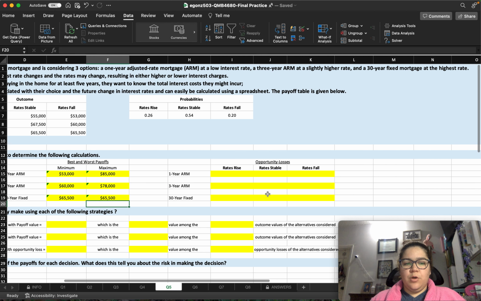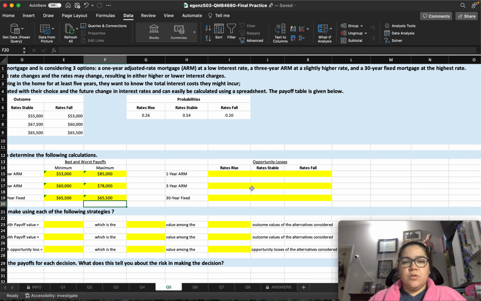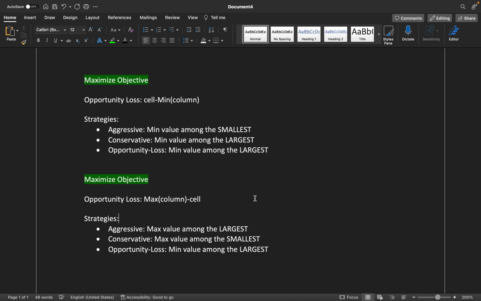So here for the opportunity loss. As I was watching the video of some instructions about these, I came up with this cheat sheet. So I think it's pretty useful. It's this one right here. So if we're minimizing the objective, the opportunity loss, the way that we're going to calculate it is the cell, right, minus the minimum of the column.